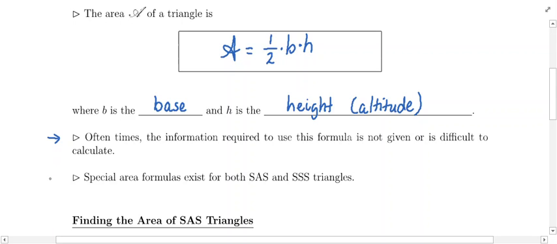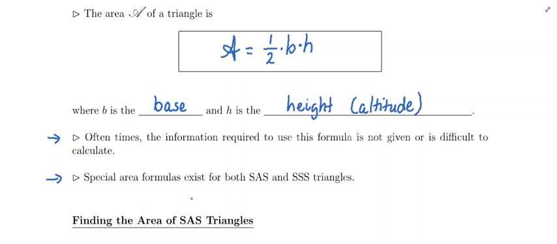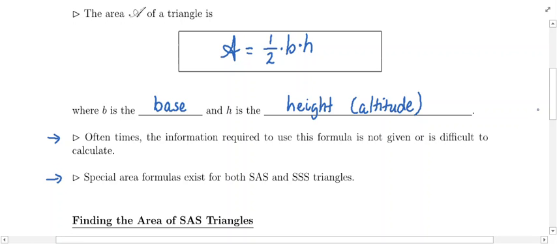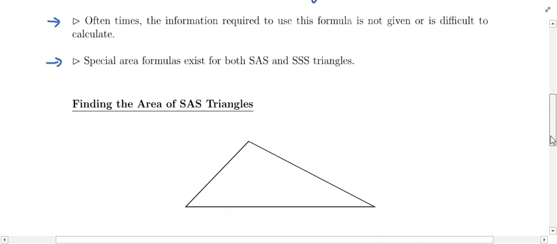So there are special area formulas that exist for both the SAS and SSS triangles. So if you've got a side-angle-side, or if you're dealing with a triangle from the SSS case, there are special formulas for those two cases only that will help you easily compute the areas of those types of triangles. So let's start off with side-angle-side.